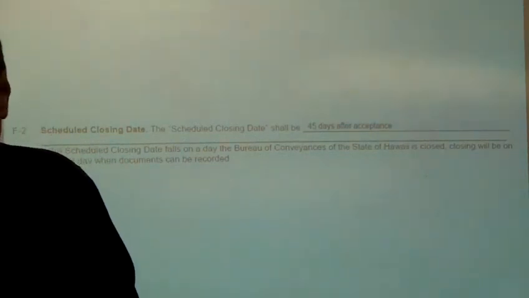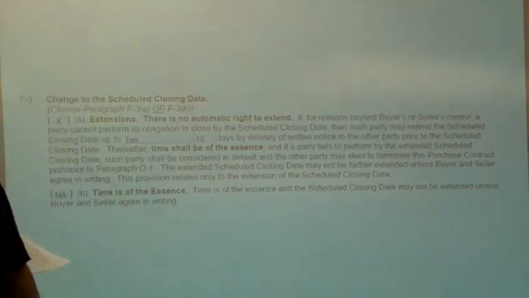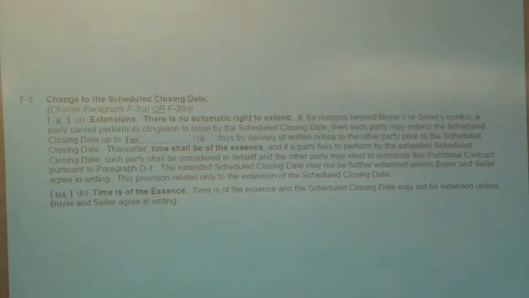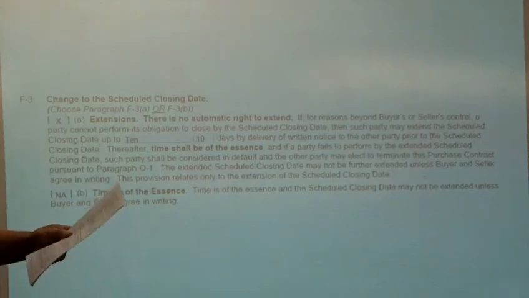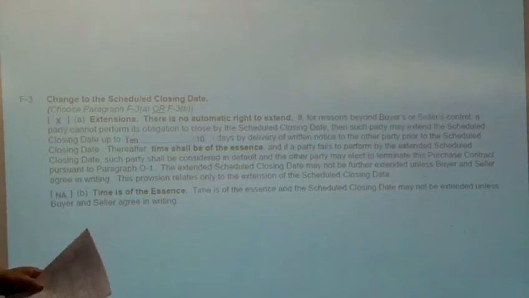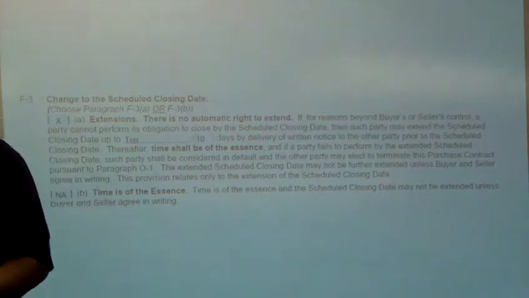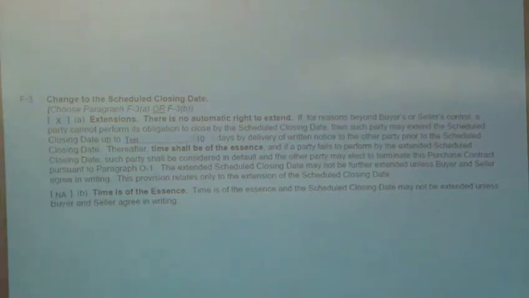F3. This is one that most agents don't understand. So this says, change to the scheduled closing date, F3. This is also known as the extension, right? If a buyer can't make it, or seller, okay, it's not just the buyer. Sometimes the seller can't meet the closing date either, okay? But in most cases, it's the buyer that needs to extend because of the loan.